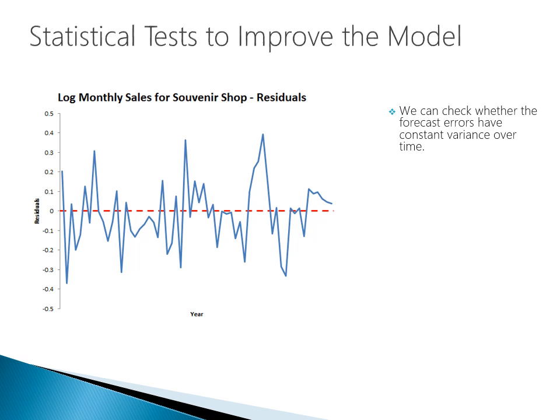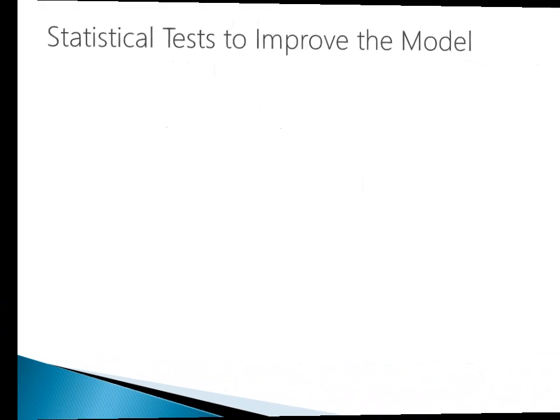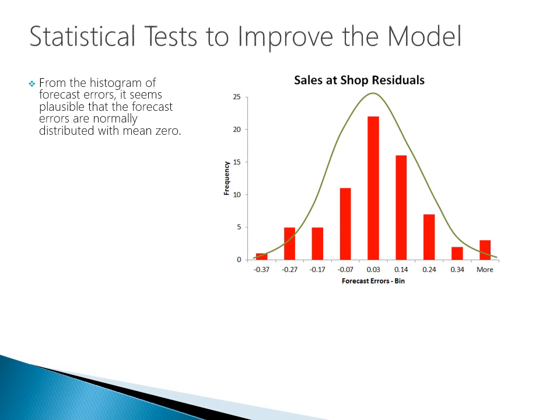We can also check whether the forecast errors have constant variance over time. So we're going to plot our residuals, and we're going to look at the spread of residuals across the zero. The forecast errors appear to exhibit constant variance over time. From the histogram of the forecast errors, it seems plausible that the forecast errors are normally distributed with a mean of 0.